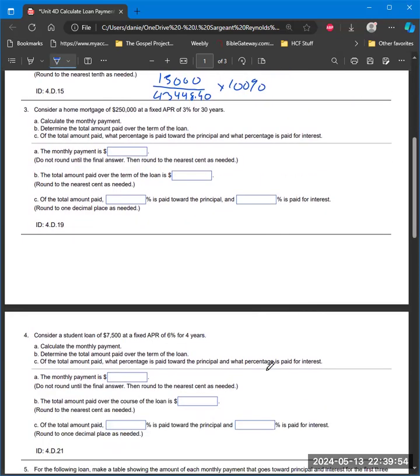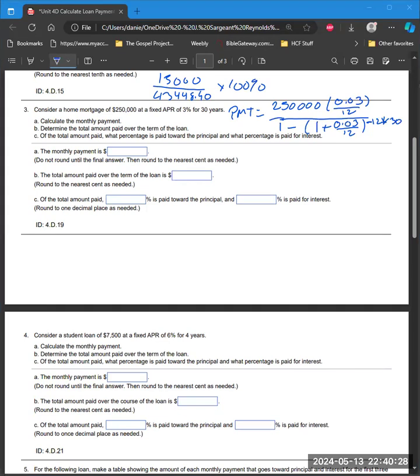Now let's consider the mortgage of $250,000 paid at a fixed APR of 3% for 30 years. Let's calculate the monthly payment. So PMT is equal to 250,000 times 0.03 over 12, over 1 minus parentheses 1 plus 0.03 over 12 to the negative 12 times 30. Stick that into my calculator.